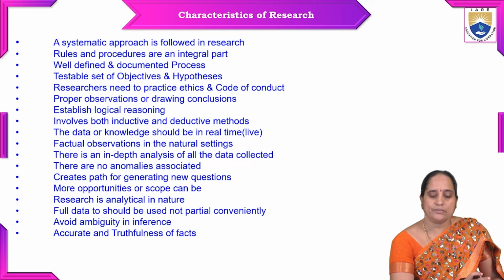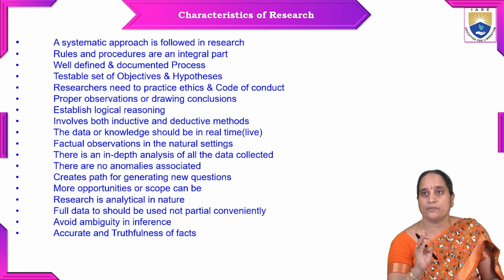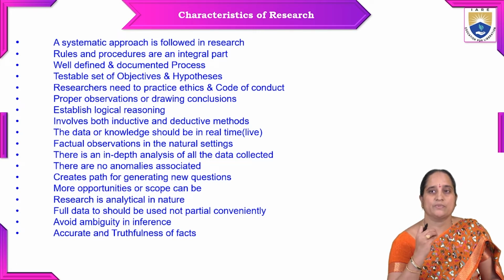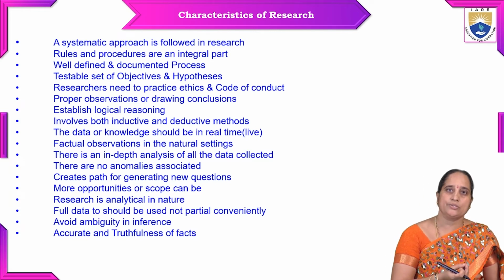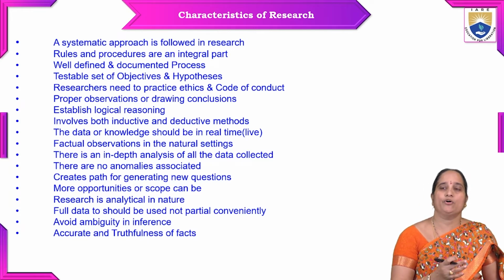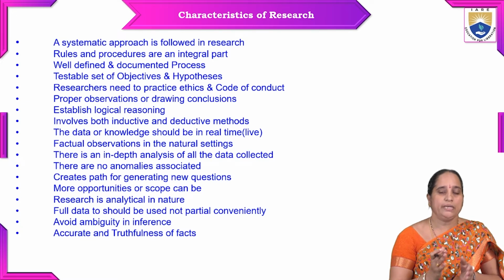Then coming to the characteristics of research. See, first thing, as we know, it is search for knowledge. So there should be some systematic procedure to collect the data, to analyze the data, and to find solutions to various problems. So whatever rules and procedures you are going to apply in the research, they are rigid in nature. So strictly we need to follow some sort of ethics while carrying out the research, and there should be a well defined and documented process, and we need to set objectives as well as hypotheses.